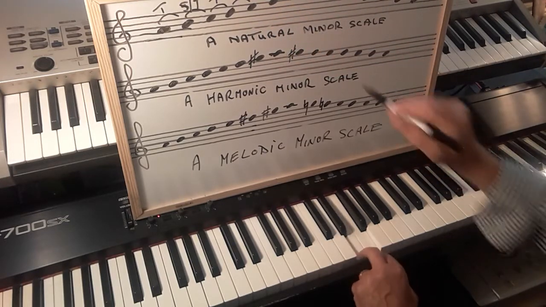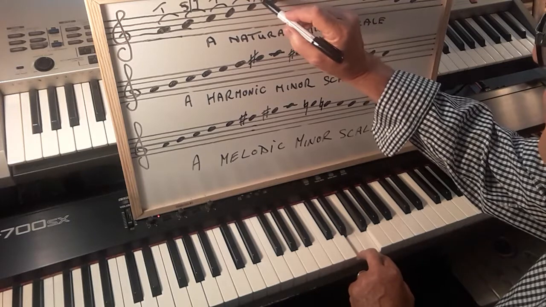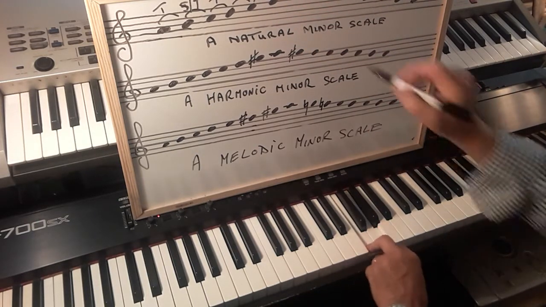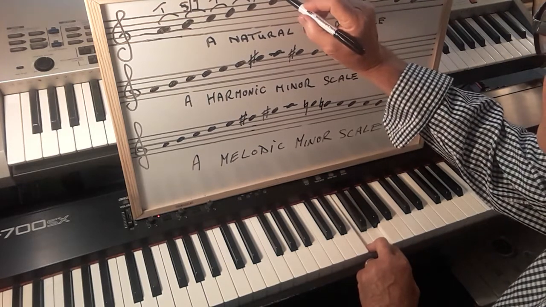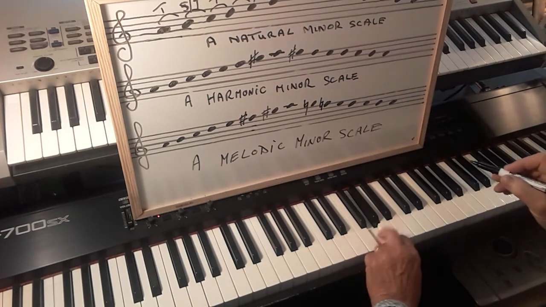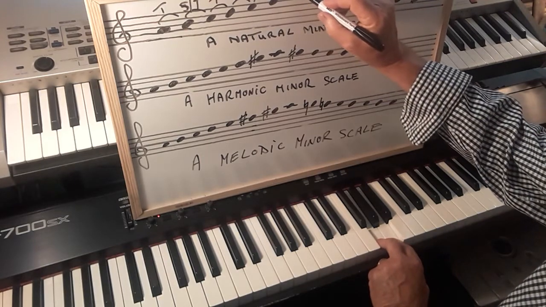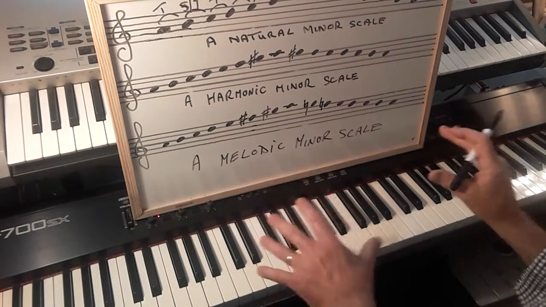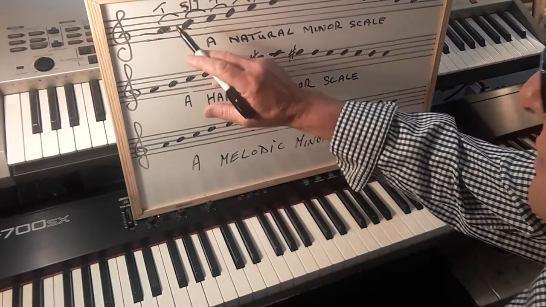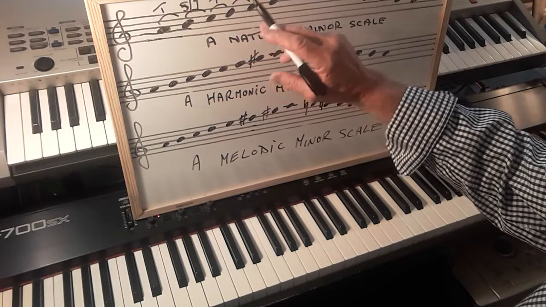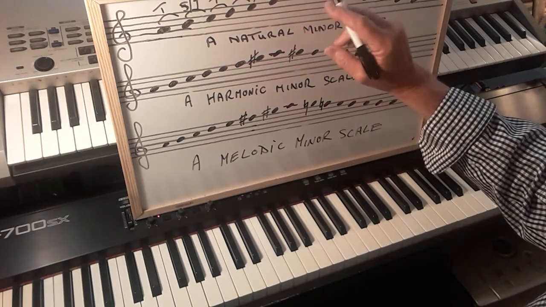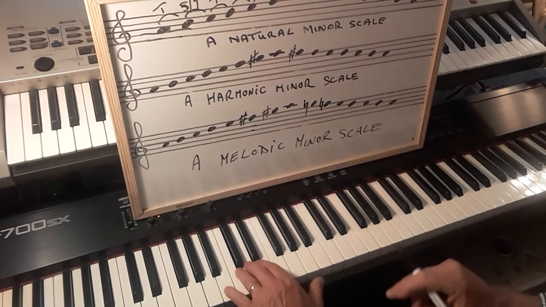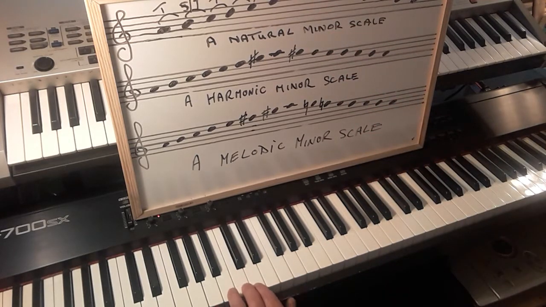And from E to F is a semitone. Okay, and F to G is a tone. That's a tone. And from G to A is a tone. Okay, so the pattern or the structure in tones and semitones is tone, semitone, tone, tone, semitone, tone, tone. I don't know what they look like, numerals, don't they? But they're actually tones. Not much room there. So there you go.